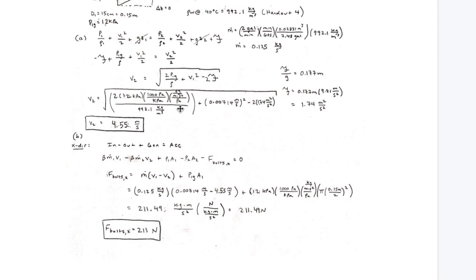And from there, it's really just plug and chug. We know the mass flow rate can be calculated from our volume flow rate. And then since the answer is positive, we know that our directional guess was also correct.